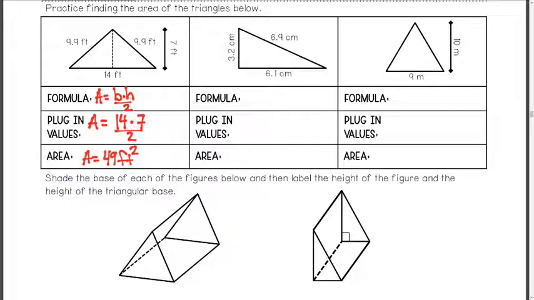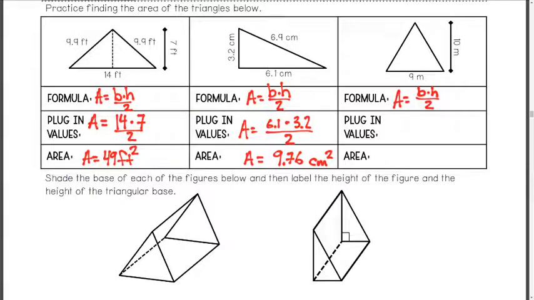We do the same thing on these next two. Area equals base times height divided by 2. This side right here is going to be perpendicular, or a 90-degree angle, so that means 6.1 or 3.2 is the base and vice versa for the height. So we would say area equals 6.1 times 3.2 divided by 2, and that would give us a grand total of 9.76 centimeters squared.